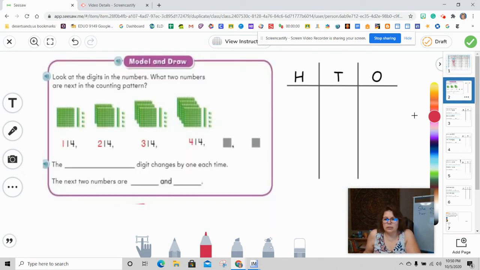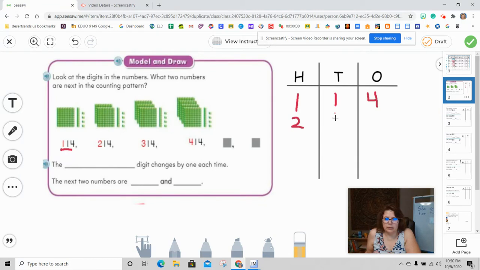So let's go to our first problem. Now this is the model and draw, but we're going to practice so we can see the pattern. Now on our first number we have 114. So I write just that number. And then we have 214. I'm writing the 4 on the wrong spot. 214. On my next one I have 314. And on the next one, we have 414.